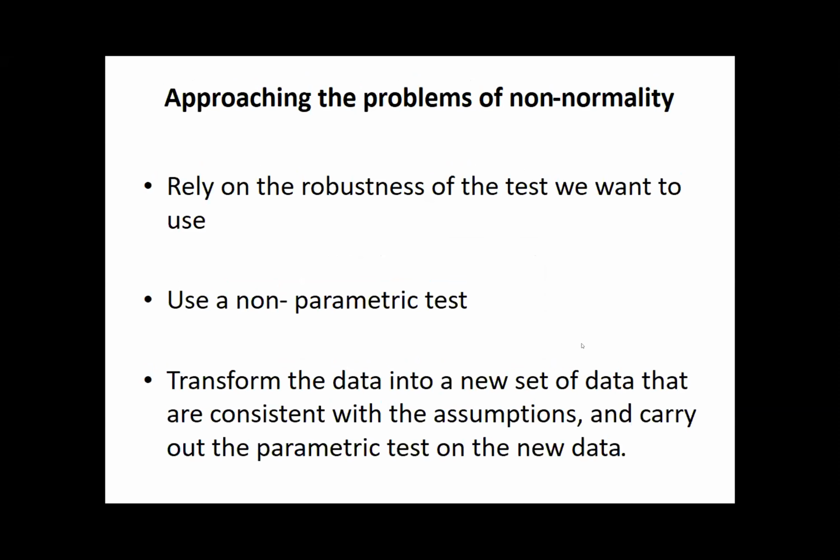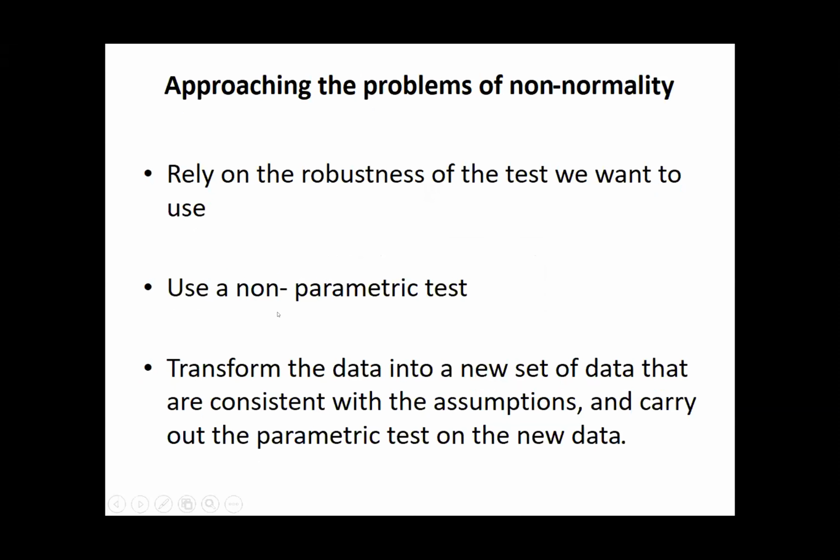Second, you can decide to use non-parametric tests instead of parametric ones, since the data is not normal. Each parametric test has its non-parametric counterpart. For the t-test, we have the Mann-Whitney U and Wilcoxon tests. For ANOVA, the Kruskal-Wallis test is the counterpart. Third, you transform the data into a new set of data that is consistent with the assumption, maybe normal.